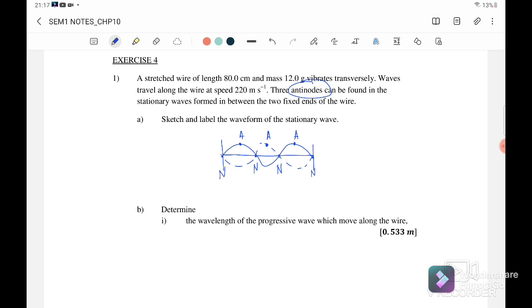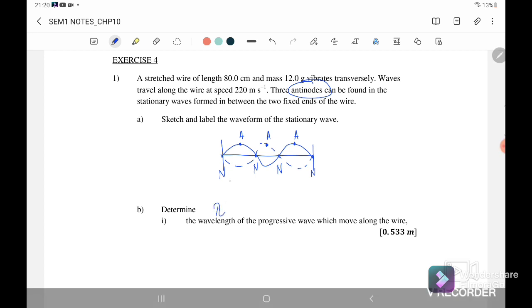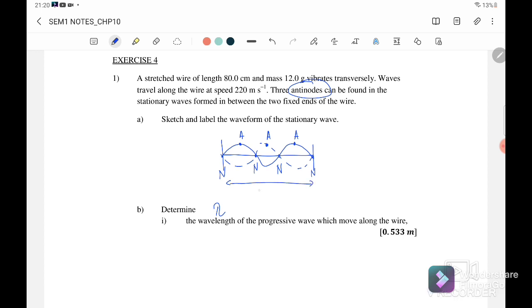B. Determine the wavelength of the progressive wave which moves along the wire. So we want to find the wavelength. As we know, the total length here is equal to 0.8 meter, and is also equal to 3 lambda over 2. So our lambda is equal to 2 over 3 times 0.8, therefore 1.6 over 3, we will get 0.533 meter. So this is the wavelength of the progressive wave.